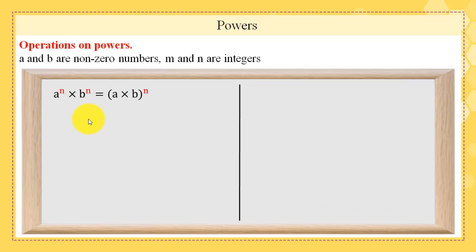Now, the third property: a^n times b^n equals (ab)^n. Here, the two numbers are different, but they have the same power. So we multiply the numbers and we put it in the same power.